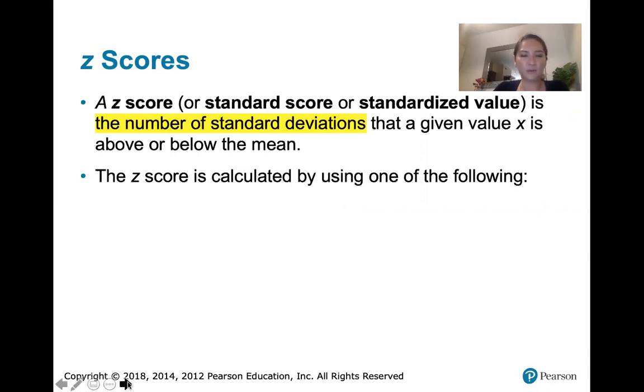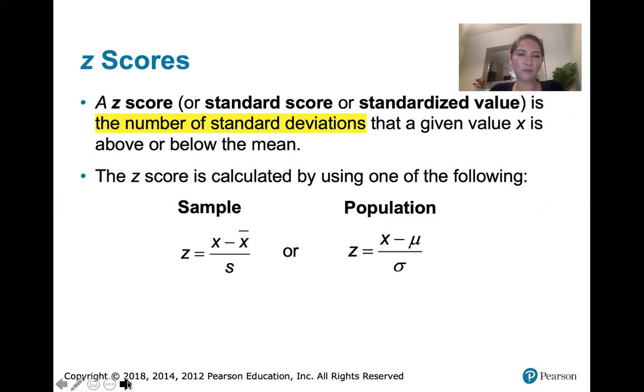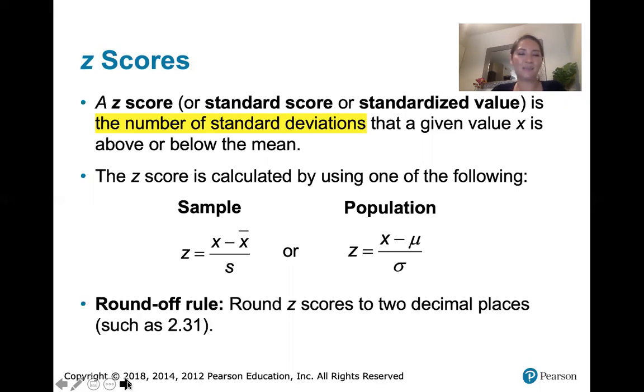The way we compute a z-score is to use one of the following formulas. If we have the sample mean and the sample standard deviation, we use the formula on the left. If we have the population mean and the population standard deviation, we use the formula on the right. Our round-off rule for z-scores is to round to 2 decimal places, because that's what we see in the table of z-scores in the back of the book. Historically, I believe the tables have always included z-scores rounded to 2 decimal places. So that's what we'll do when computing z-scores.